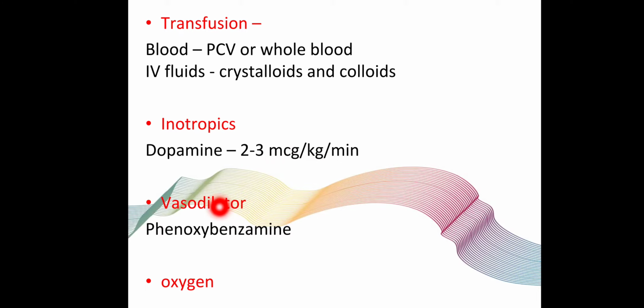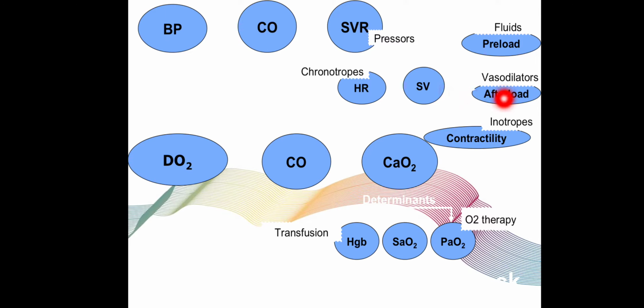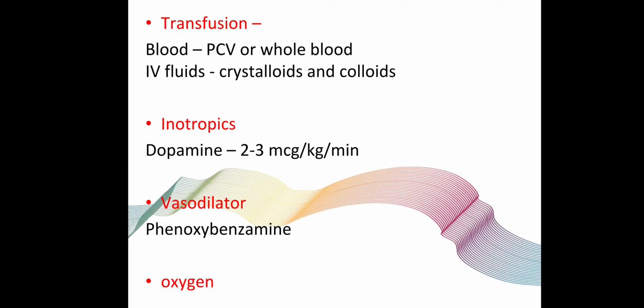Third, to affect the afterload, you have to give a vasodilator. For that, phenoxybenzamine should be given. What happens in shock, when there is a fluid loss, right? In response to that hypovolemia, there will be reflex vasoconstriction. To counteract that vasoconstriction, we have to give this vasodilator. So phenoxybenzamine is the agent of choice for that.